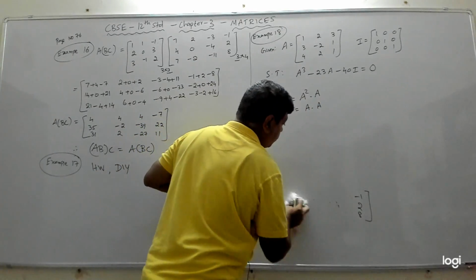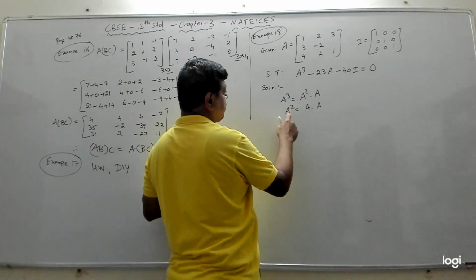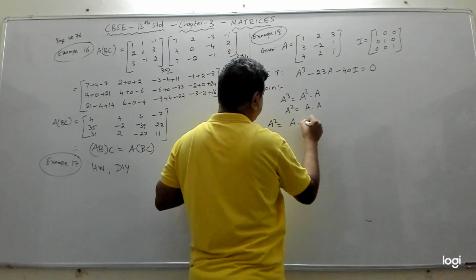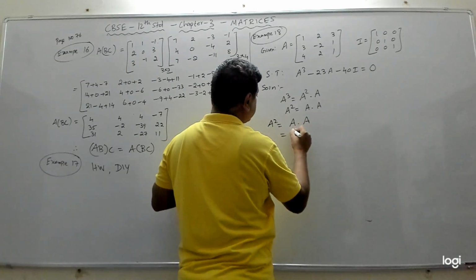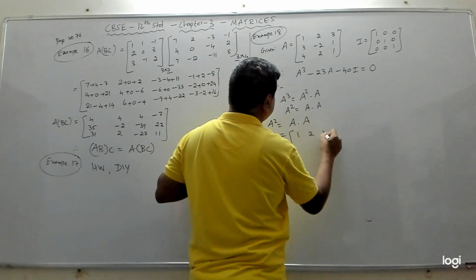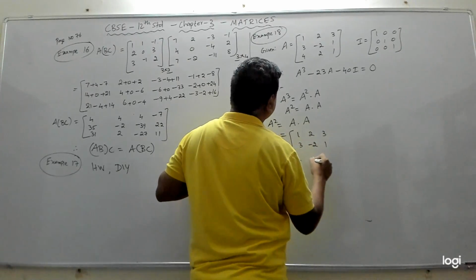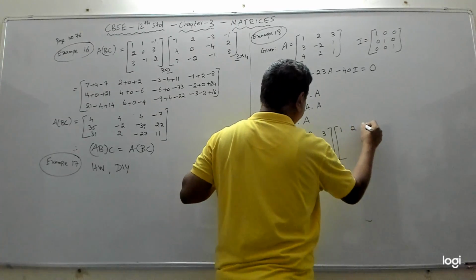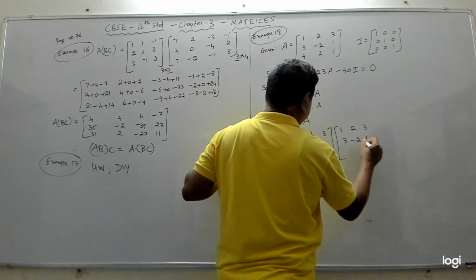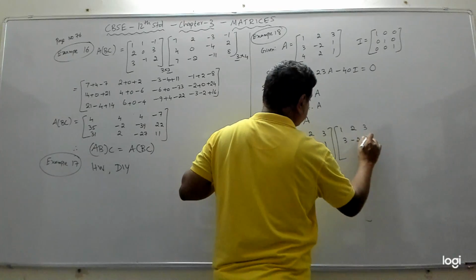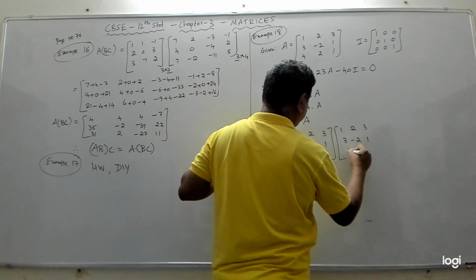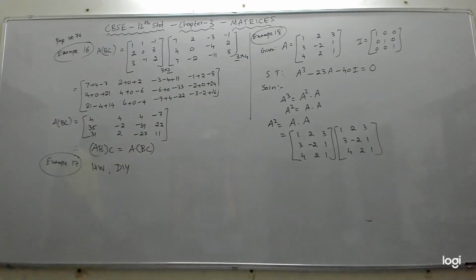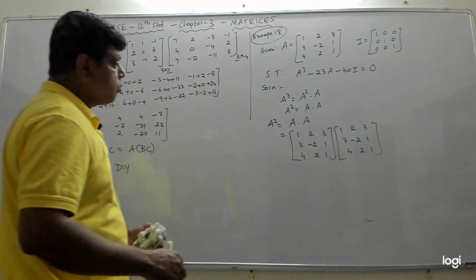Right? So now let's try to find what is A square, because only when we find A square, we can find A cube. So what is A square? A square is A into A matrix. That is equal to A matrix, which is 1 2 3, 3 minus 2 1, 4 2 1, into the same matrix 1 2 3, 3 minus 2 1, 4 2 1. Right? We are going to multiply A with itself. So if you do that, what do we get?